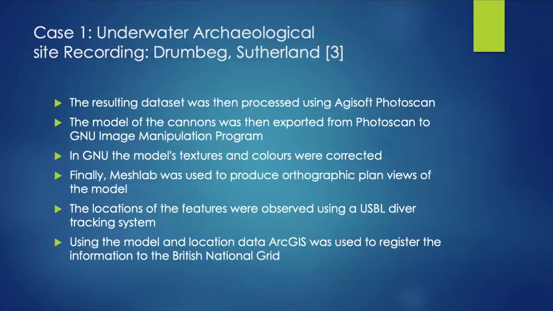The resulting dataset was then processed using Photoscan. The models of the cannons were then exported from Photoscan to GNU Image Manipulation Program. In GNU, the model's textures and colors were corrected. Finally, MeshLab was used to produce orthographic plan views of the model. The locations of the features were observed using a USBL diver tracking system. Using the model and location data, ArcGIS was then used to register the information to the British National Grid.